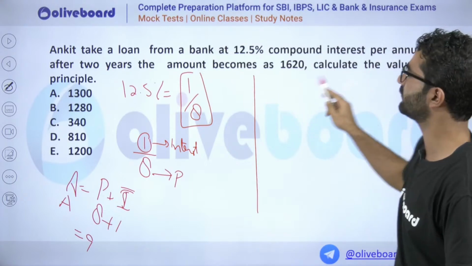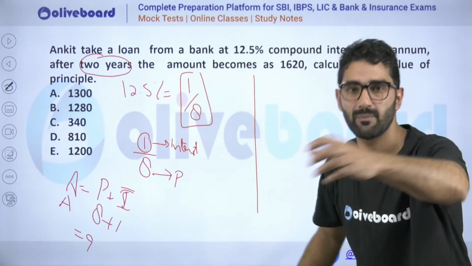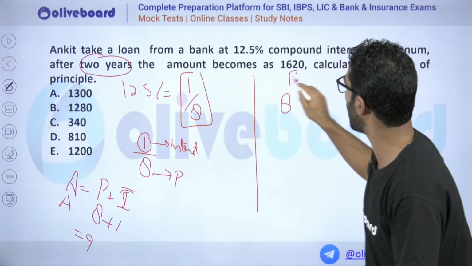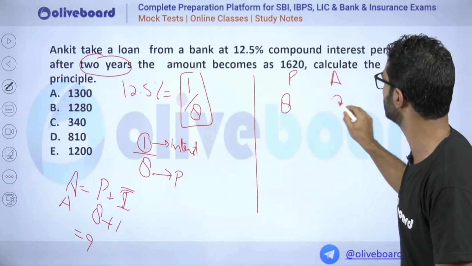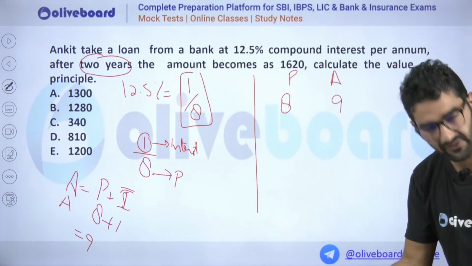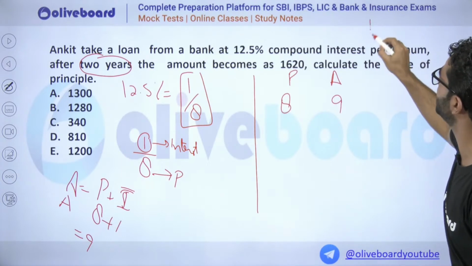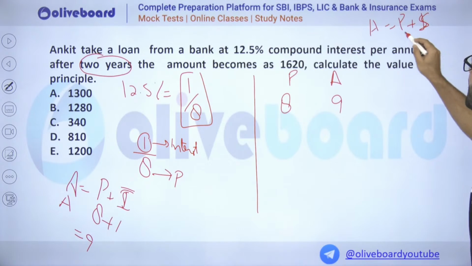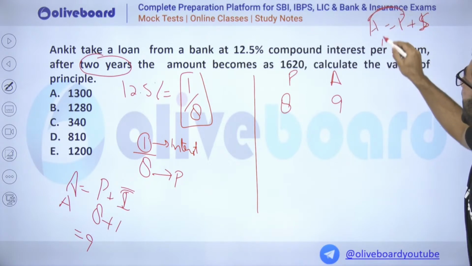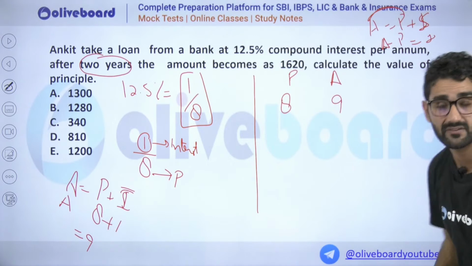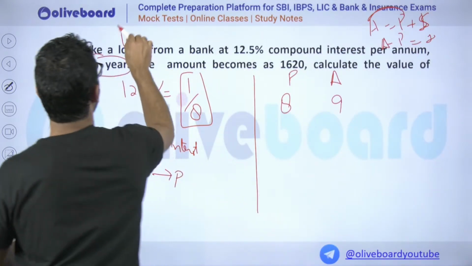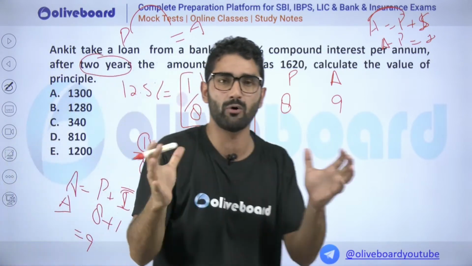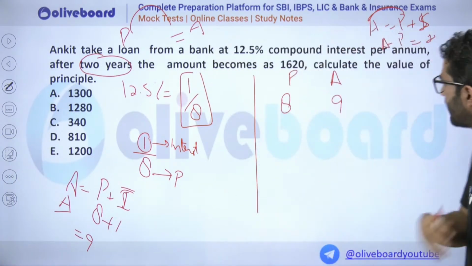How many years we have, sir? 2 years. The rule is, what is the shortest trick? Principal is 8, amount is 9. Amount is principal plus interest. The difference between amount and principal is the interest, whether compound or simple interest.